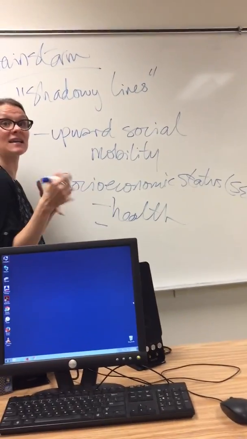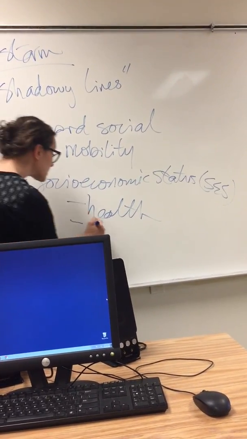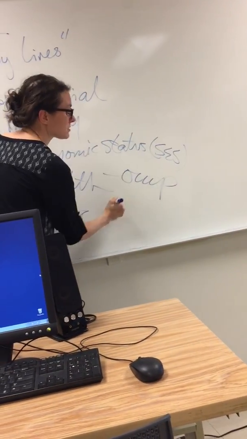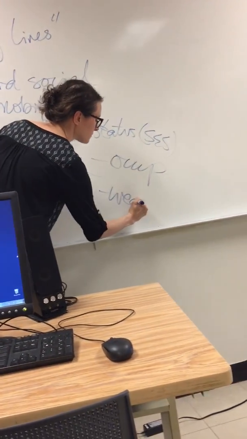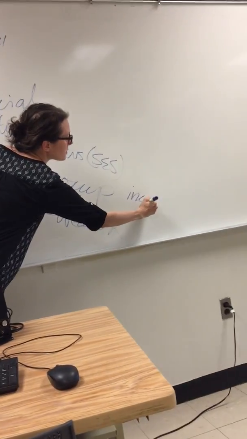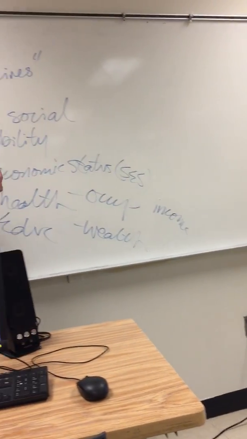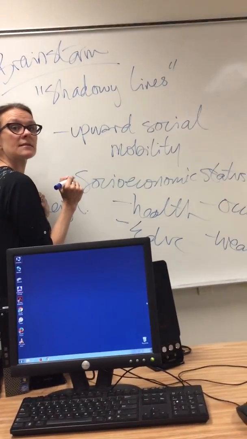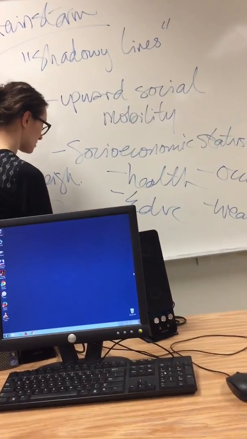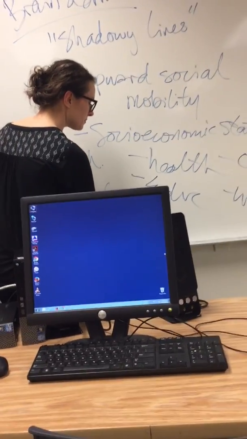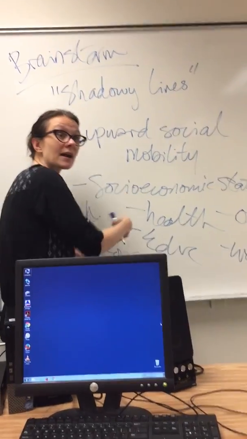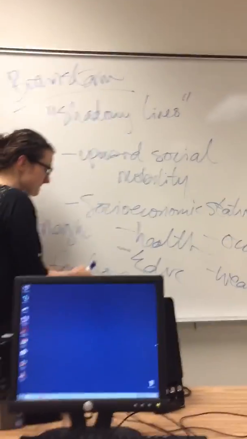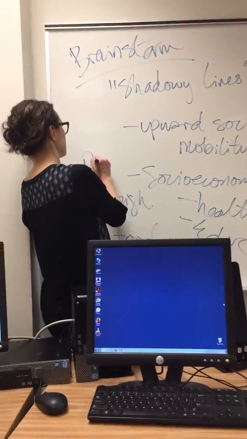What else does SES affect? Education. What else? Occupation. What else? Wealth. Income. What else? What about like neighborhood? Remember all those ones? So neighborhood. What else? Food. Well, food with the options. Food and food options, right? Food options that if you're in a lower economic neighborhood, maybe you don't have a grocery store, you gotta eat at the corner store. Remember we went over all that? Political studies. Yeah, politics.